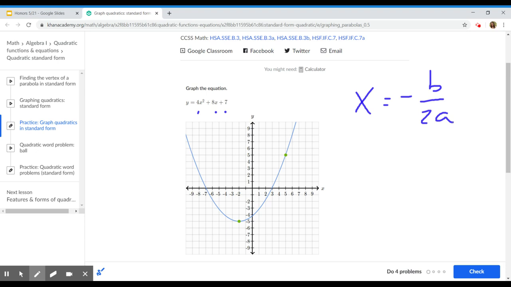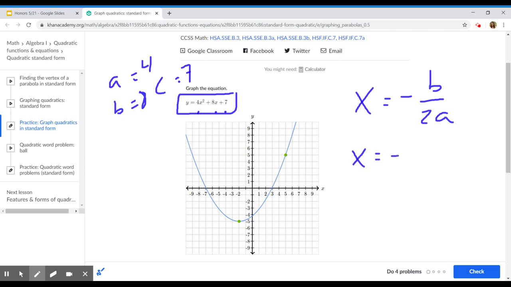Some people like to start with their standard form of the quadratic by writing a equals, b equals, c equals. So we have a equals 4, b equals 8, c equals 7. That might be an unnecessary step for some of you, but some of you might also really like just having the numbers clear there as a reference. When I go back to the right, I'm working on my axis of symmetry.